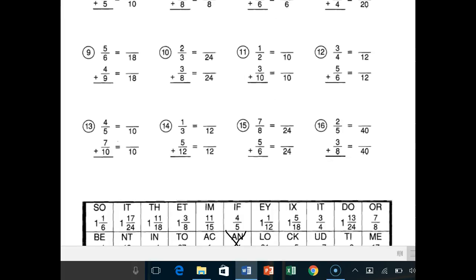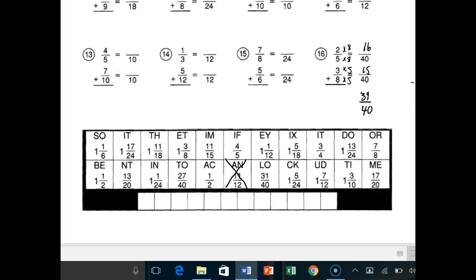I'll do one more for you just in case you didn't get it. So this, to get to 40, will be times 8, which will give you 16. To get to 40 will be times 5, which will give you 15. 16 plus 15 is 39 over 40. So I'm looking for 39 over 40 here. Sorry, not 39, 31. A little too early for Mr. Mason this morning. 31. So cross that one off.